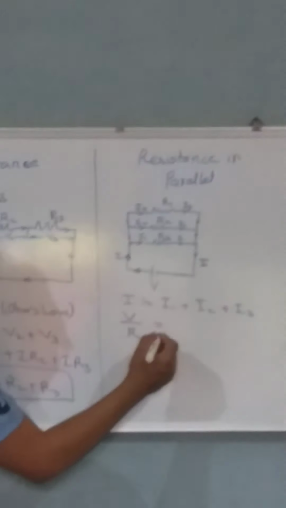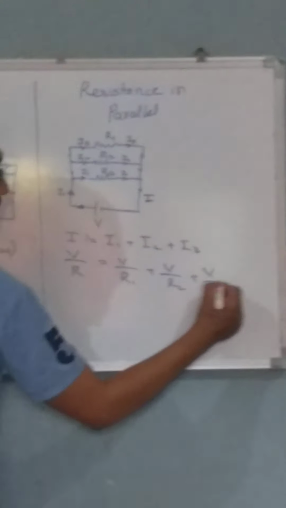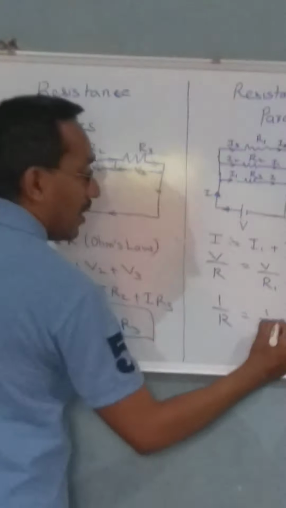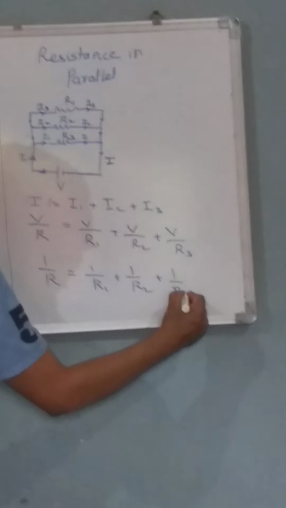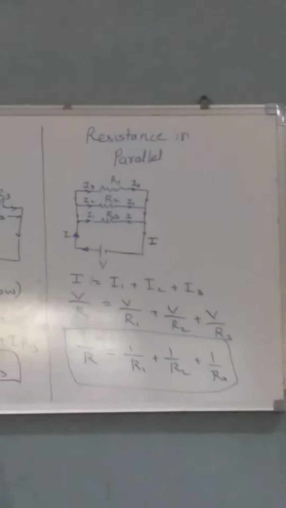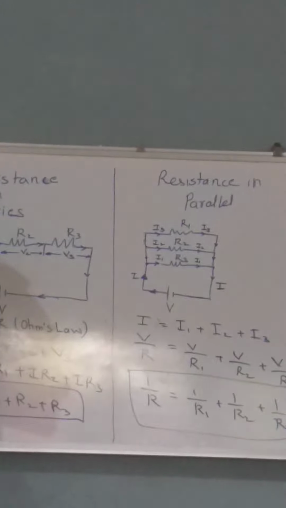In place of I1, I will take V upon R1, plus V upon R2, plus V upon R3. Cancelling V from all three, what will be the total resistance? 1 upon R will be equal to 1 upon R1 plus 1 upon R2 plus 1 upon R3. This is the second equation. If resistances are connected in parallel, we get the final result as 1 upon R is equal to 1 upon R1 plus 1 upon R2 plus 1 upon R3.